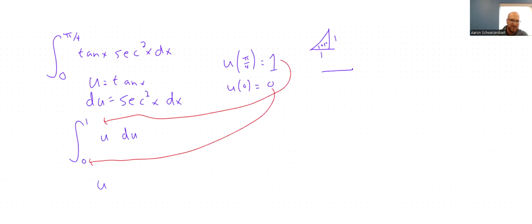So u squared over 2 plus c. I raise my power by 1. To plug them in, no, I don't need a plus c. This is a definite integral. You don't have to change your bounds. You can switch the u back to tangent of x, but you could also just plug them in. It's always upper minus lower bound. That's 1/2. There is your review of integration.